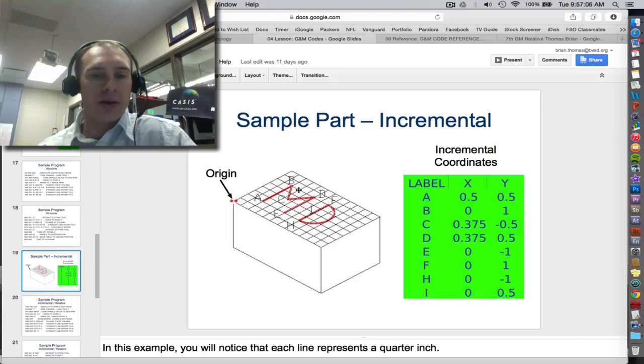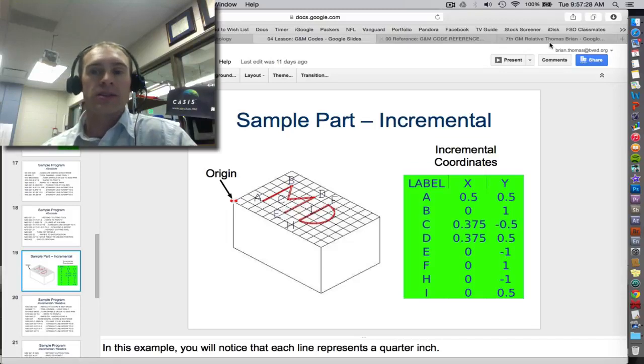To get to point C, we go right 0.375, down 0.5. So it's right 0.375, down negative 0.5. And then so on, right 0.375, up 0.5 to D. And then from D to E, we go left and right 0, so my x is 0, and my y is down 1. So we have a y of negative 1.